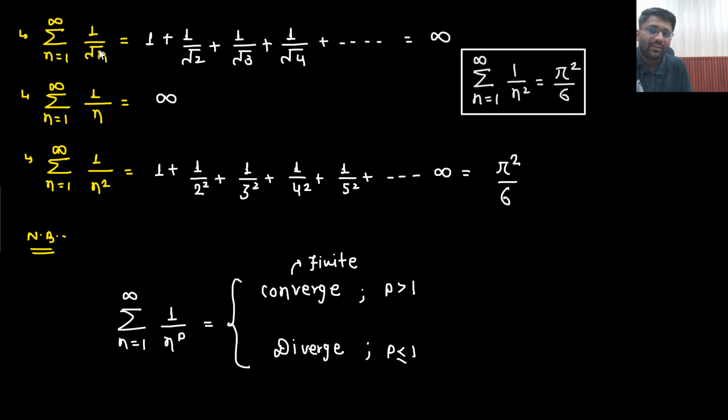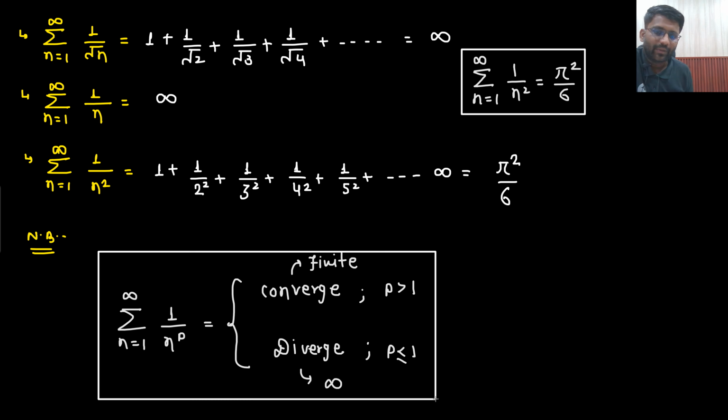When p is equal to 1 by 2, under root n, that means p is equal to 1 by 2. Then also it is giving infinity, right? So it will diverge, that means it will give an infinite value. Remember it, it should be stuck in your mind. I don't know how many times questions have come from here, I have lost the count. This much important it is.